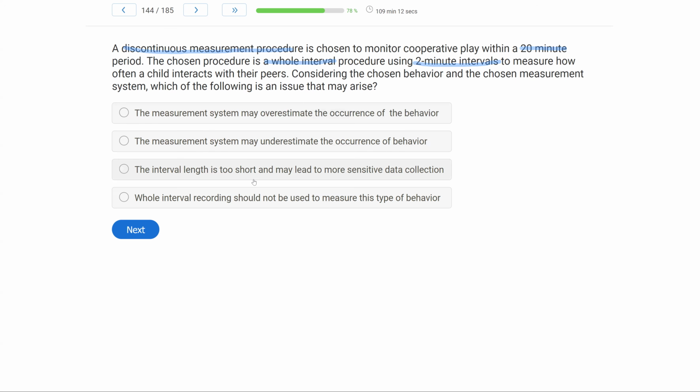C, the interval length is too short and may lead to more sensitive data collection. 2-minute intervals is very long in an interval recording system. It's not going to make data more sensitive. It's going to make it less sensitive because we need a lot of responding to get even one response. So it's not very sensitive at all. And then D, whole interval recording should not be used to measure this type of behavior. Maybe, maybe not. It depends on the child, but that's not what we're here to evaluate. The main issue here is with such a long interval time, you may underestimate the occurrence of behavior.